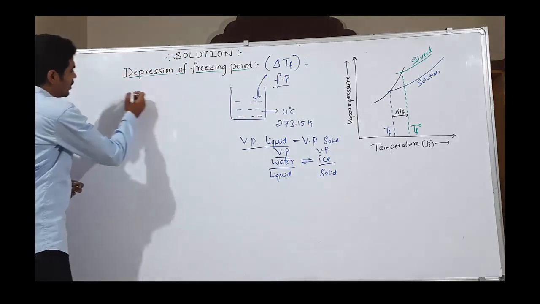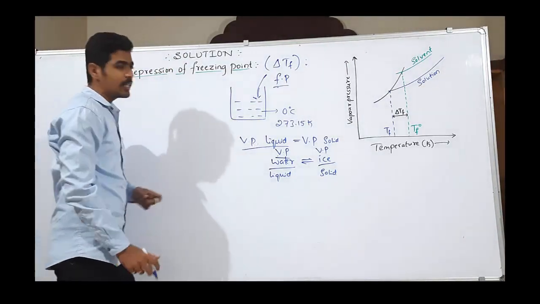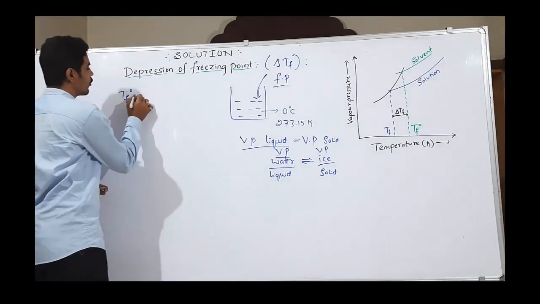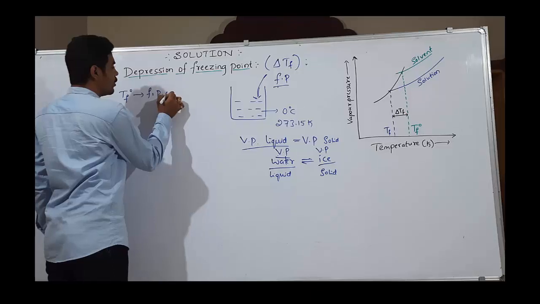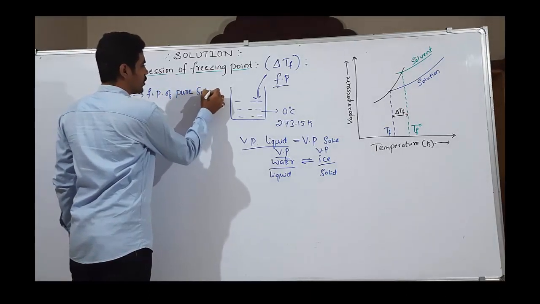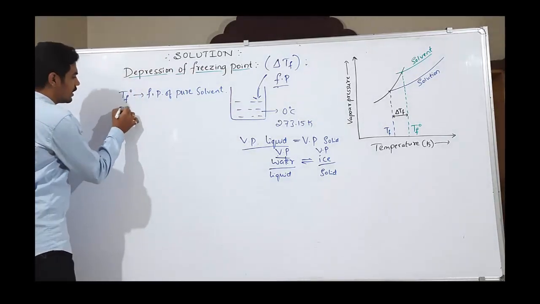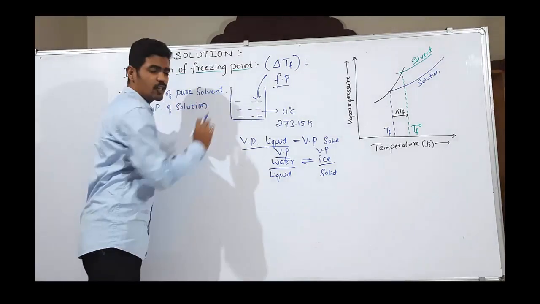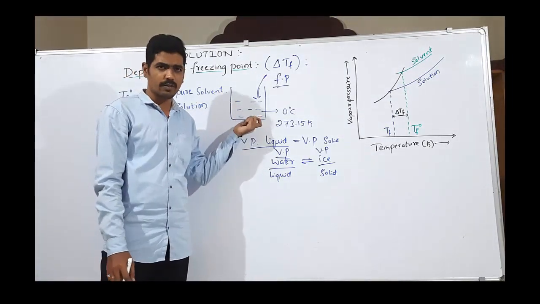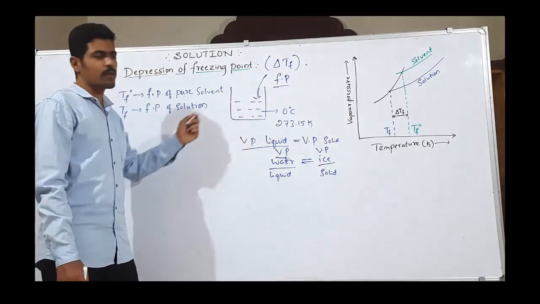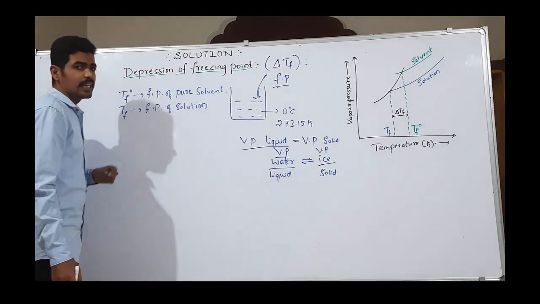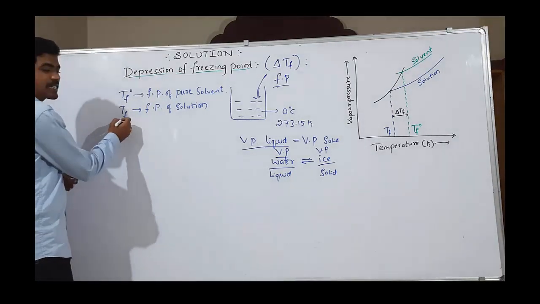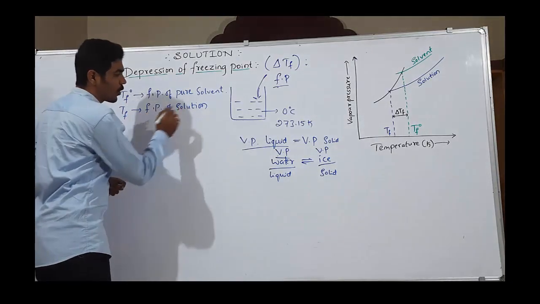Okay, the depression of freezing point is denoted as delta TF. The freezing point of the pure solvent is denoted as TF naught. TF naught means the freezing point of pure solvent. And TF is the freezing point of solution. That means after the addition of a non-volatile solute, the solvent dissolves the solute in it and forms a solution. When the solution has been formed, its freezing point has been lowered, and the freezing point of that solution is represented as TF, that is freezing point of solution.